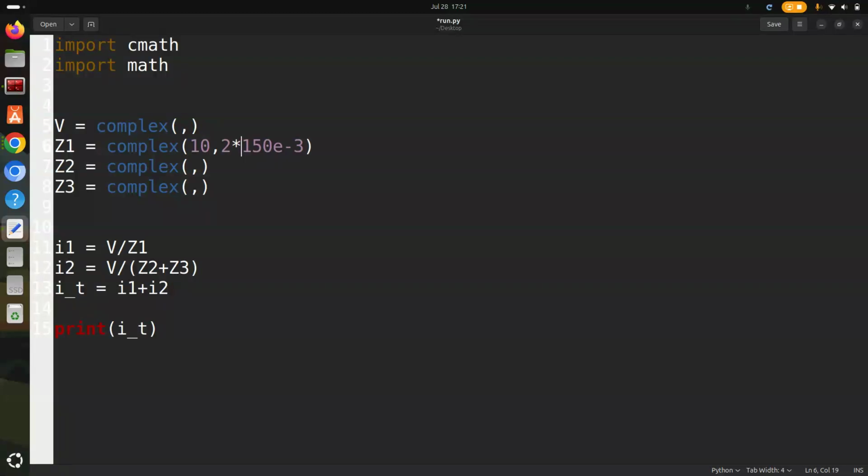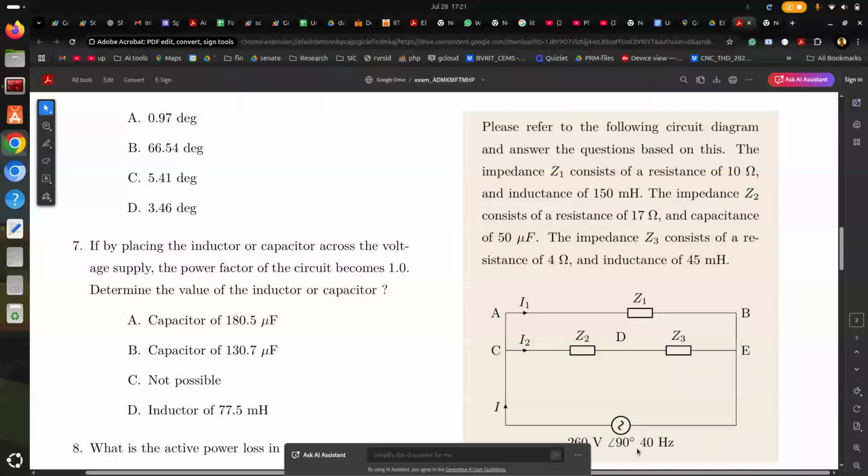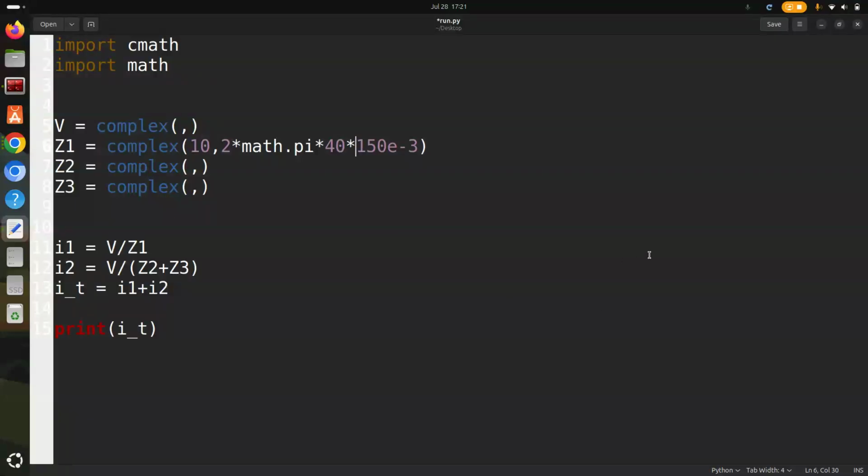Omega equals 2 into pi into frequency. Frequency was 40, if you remember. From this, if you see down here, it is given as 40 hertz. So the frequency is 40 hertz. This will give me the value of Z1. Now that we get Z1, we can easily get the other things, right?